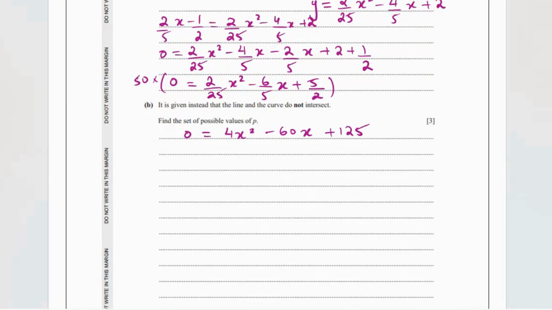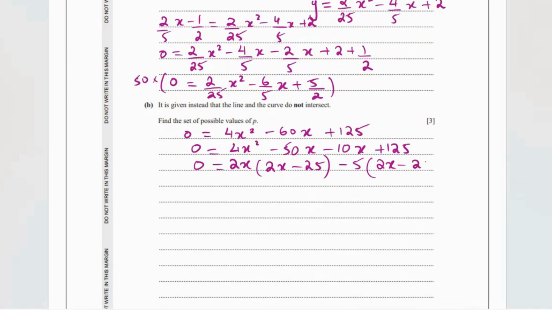Now we have to solve this quadratic equation. So that's going to be 4x squared minus 50x minus 10x plus 125. 2x is common, so 2x minus 25, and minus 5 is common, so 2x minus 25. So (2x minus 25)(2x minus 5). So one value of x is 25/2 and the other value is 5/2.